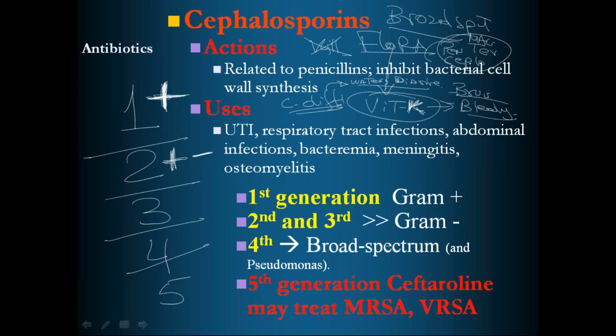All right, perfect. So first generation is gram-positive. Second generation, positive and negative. Third generation, positive and negative. And the fourth generation is broad spectrum as well, positive and negative. Fifth generation is going to be used for MRSA.